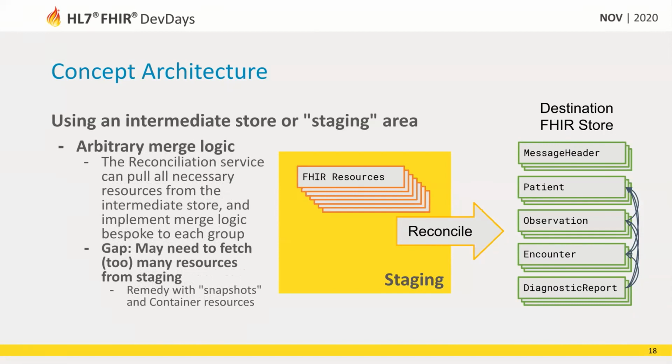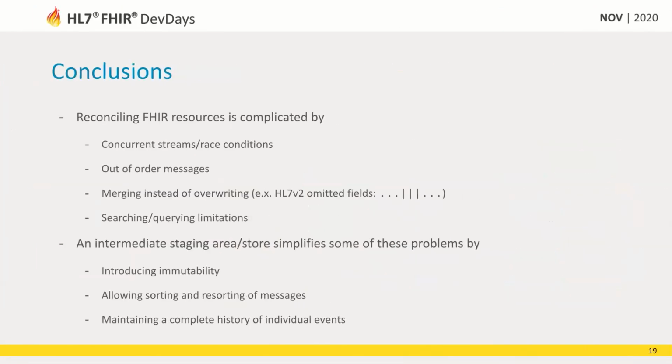Back from the first concurrency slide, I was talking about fetching those resources from the staging area. You take all the resources you need, perform whatever logic you want to do, and update your final FHIR store. One concern is that the staging area can get too large, and you can remedy that with snapshots, by snapshotting your reconciled final versions every now and then.